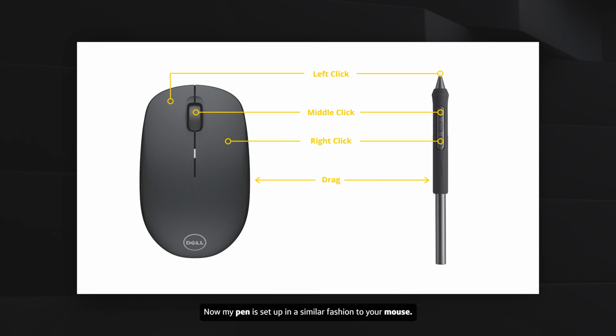Now my pen is set up in a similar fashion to your mouse, with the exception that in order to left-click, I press down on my pen, whereas you click a button. Everything else is essentially the same, so you should be able to follow along without a problem.